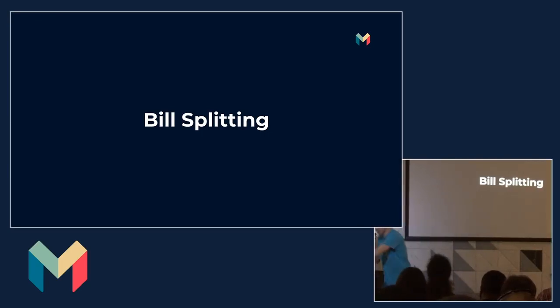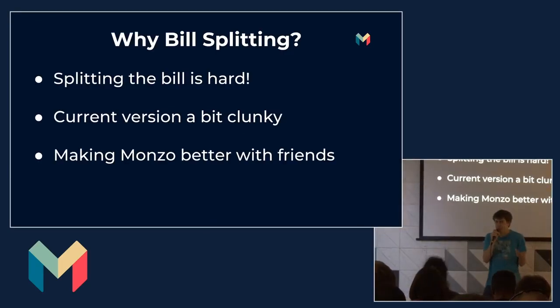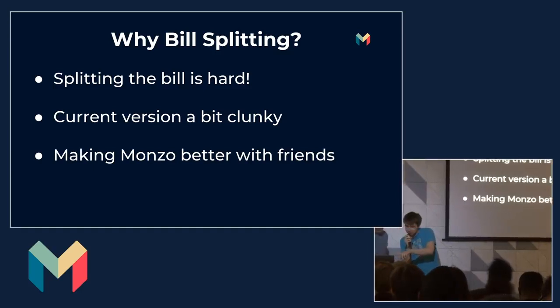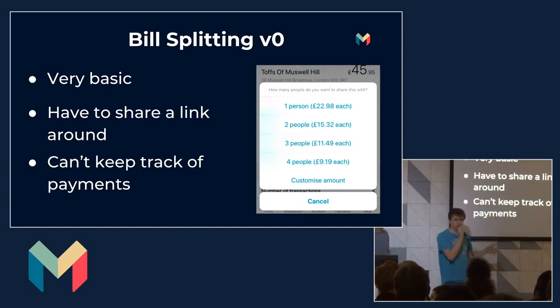So this feature that we have isn't that great. Do we have a screenshot? We've got a screenshot, don't we? Yes, we do. So you tap split the bill, and it just divides the amount for you by 1, 2, 3, 4, and then it gives you a Monzo Me link, and then you have to text that to someone, and they have to click on it, and it's kind of a pain to see who's actually paid you back.